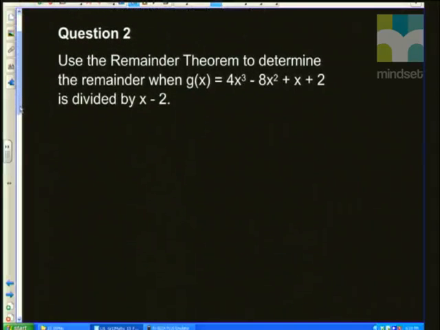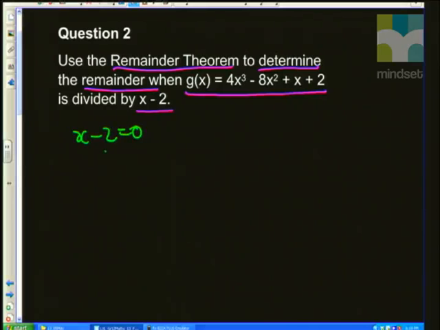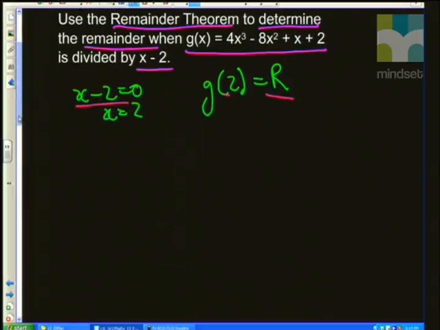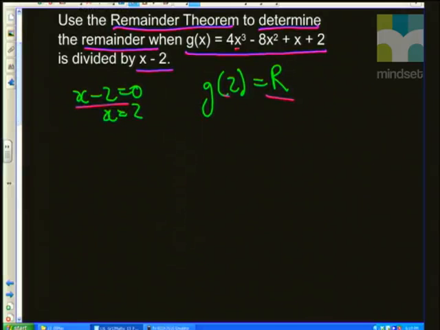Now, the next question, use the remainder theorem to determine the remainder when the same polynomial is divided by x minus 2. The same principle. Then you say x minus 2 equal to 0. You get that x is equal to 2. Then if you take g of 2, you will get your remainder. The capital letter R denotes the remainder for the polynomial when it's divided by this linear function. We just take 2. Where we see x, we substitute 2 there. So we get the remainder.